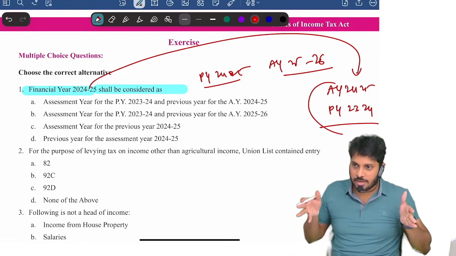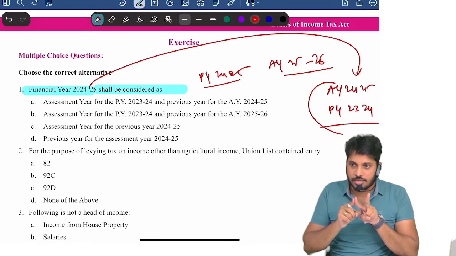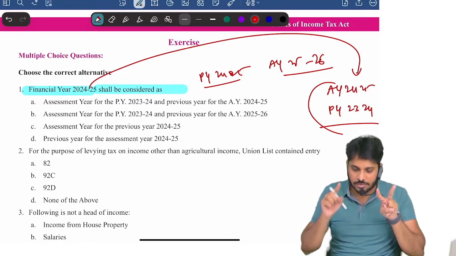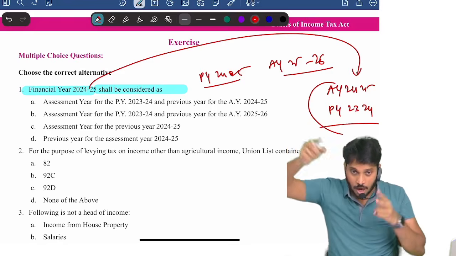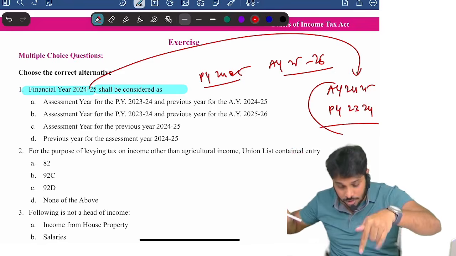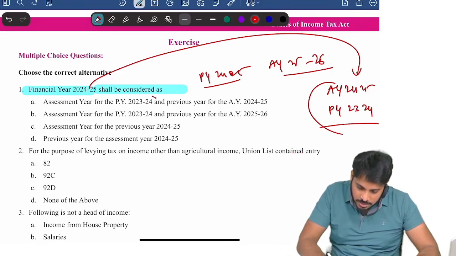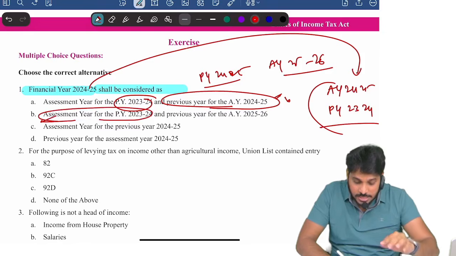Financial year 24-25, this can be related to what and all? Financial year 24-25 can be looked at as previous year 24-25, assessment year 25-26. Or previous year 23-24, this could be assessment year 24-25. Now given in the options, previous year 23-24, previous year of the assessment year 24-25, wrong, both are same. Assessment year for previous year 23-24, yes, correct.